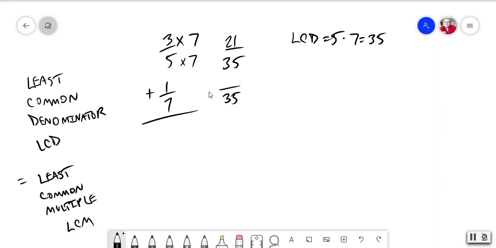3 times 7 is 21. 7 times what is 35? The answer is 5. So you say 1 times 5, there's the hard part, 5. Now, add the numerators. 21 plus 5 is 26. 26 over 35. Can that be reduced? No. 26 is divisible by itself and 13. 35 is divisible by 7 and 5, so you stop there. Easy peasy.